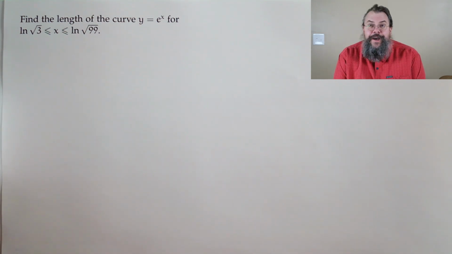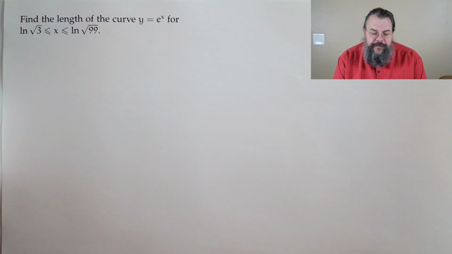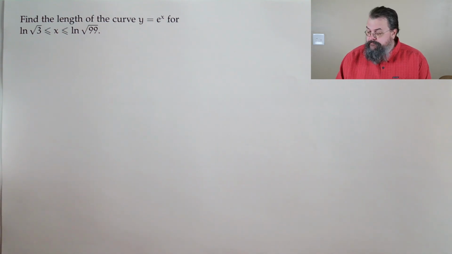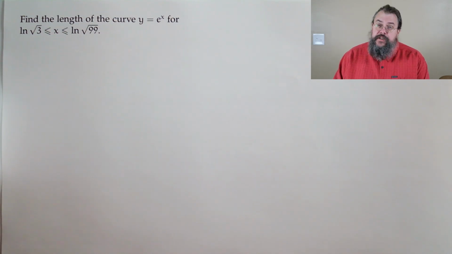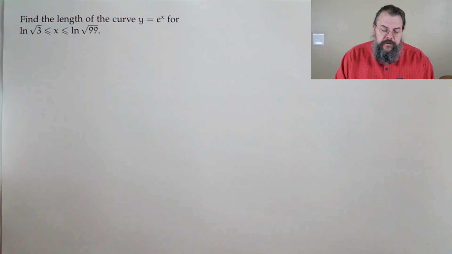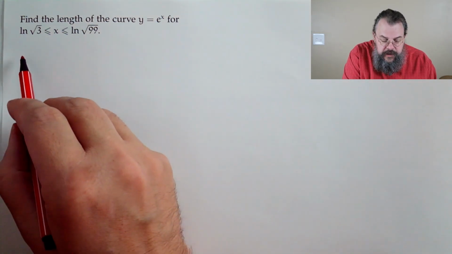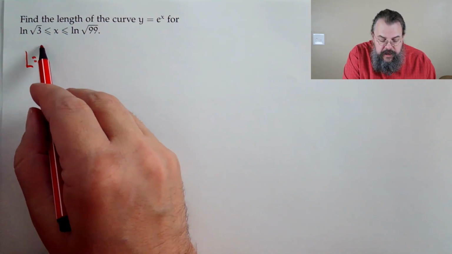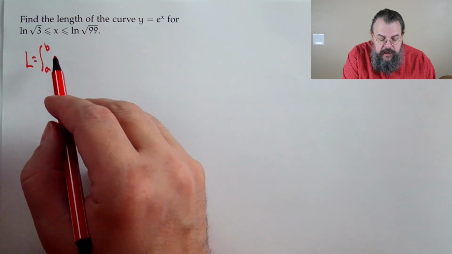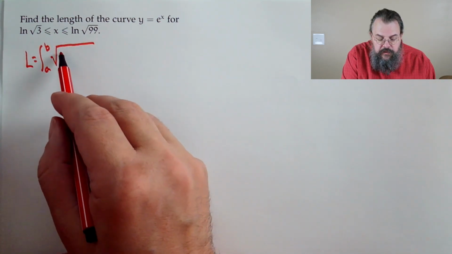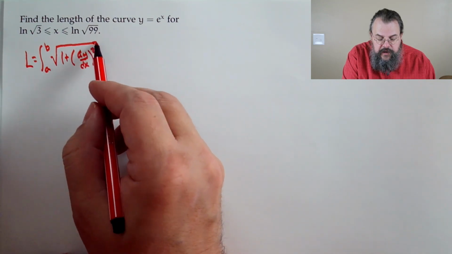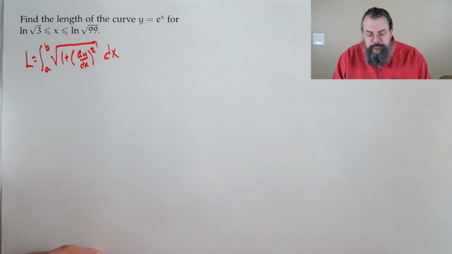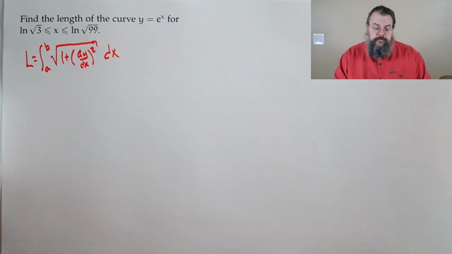Well, let's see where we go. So we have length, and that's actually pretty straightforward, length of a curve. The formula for length of a curve is the following. Length is adding up from a to b, the root of 1 plus the derivative squared dx. Okay, it's just our generic formula.